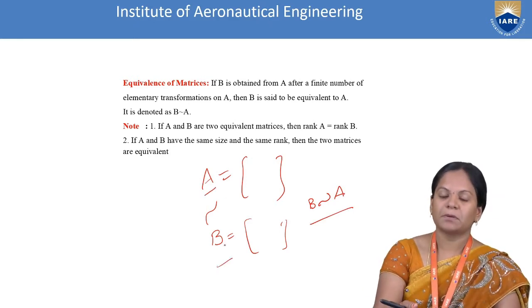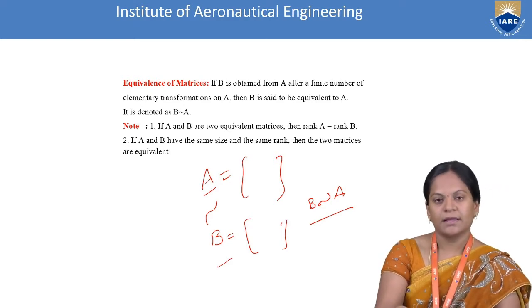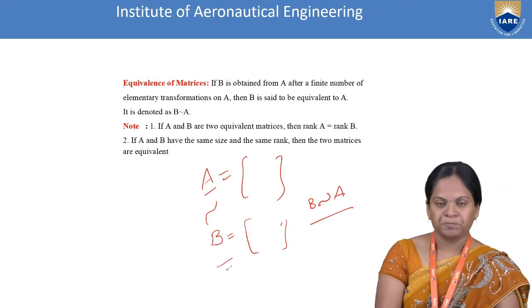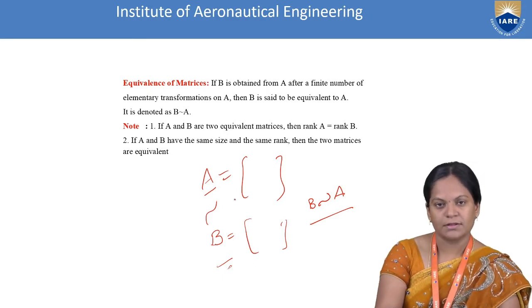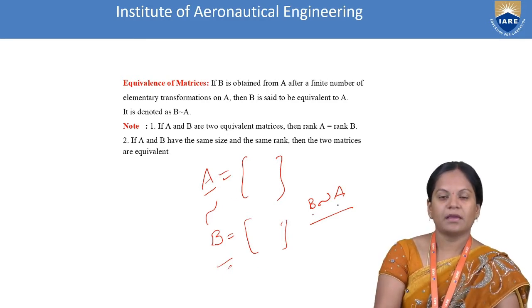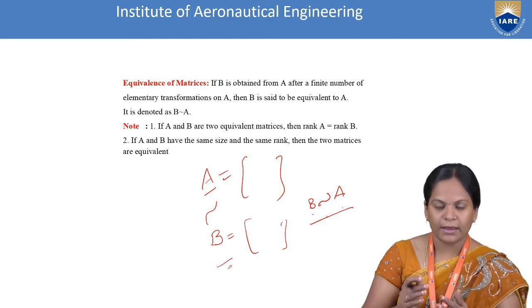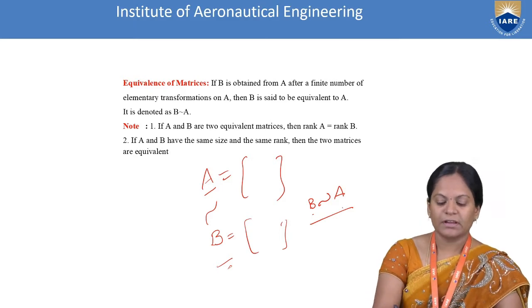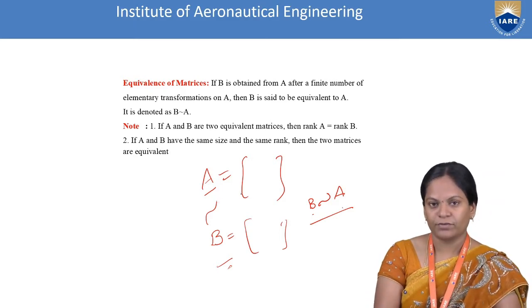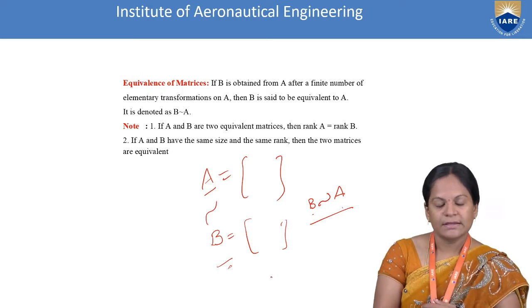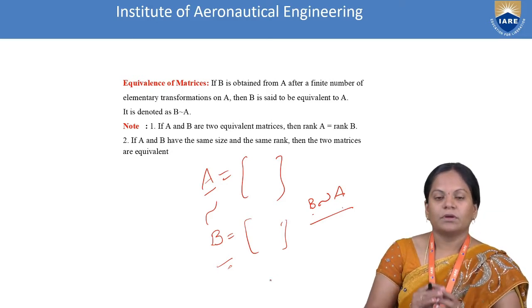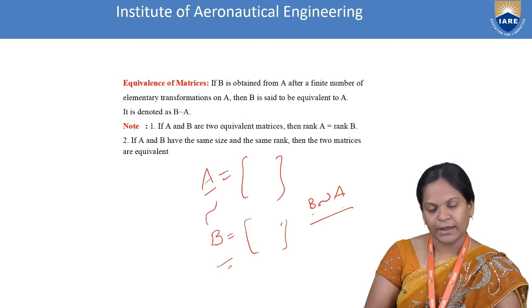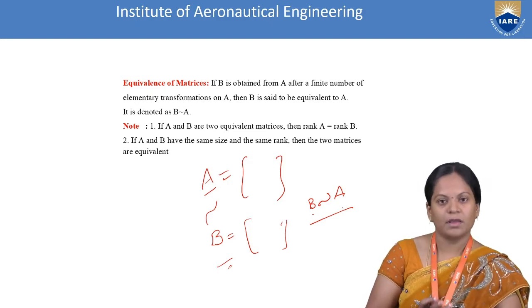So that's why we apply some elementary transformations on the matrix A. Then the resulting matrix we get is B. Then rank of B is nothing but rank of A also. Why? Because B and A are equivalent matrices. So rank of B is equal to rank of A. Now if A and B have the same size and the same rank, then the two matrices are equivalent. So definitely, if A is of order 2 by 3, then the equivalent matrix B also has the same order. Then if rank of A is equal to rank of B, we say both A and B are equivalent.